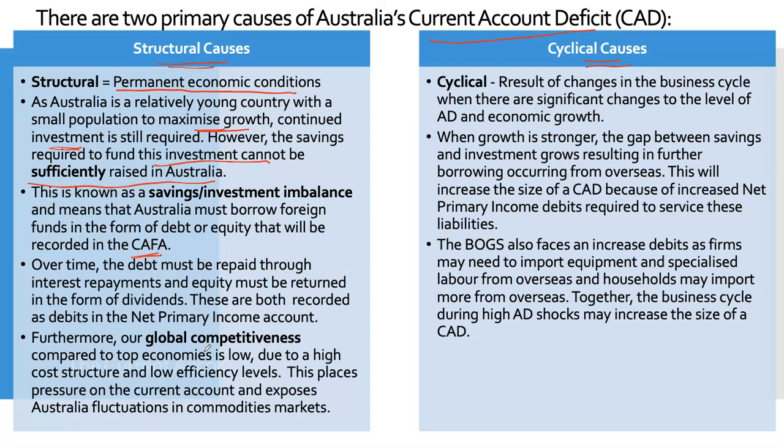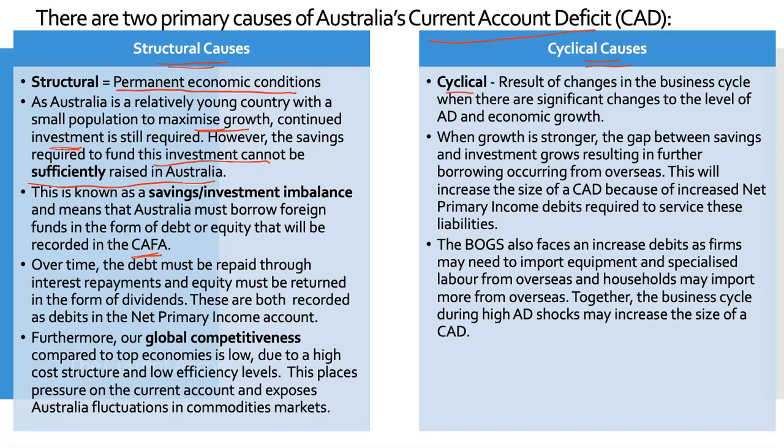So, small country requiring investment from overseas to continue to grow has led to money flowing out of our country due to dividends and repayment of debt. Now that's permanent and one that we just have to deal with.